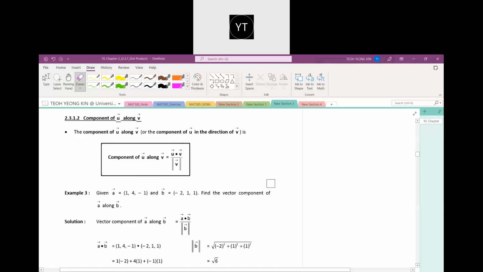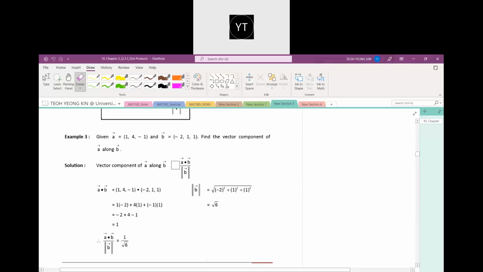Let's look at the exercise. First, we look at this example. Given vector a and vector b, find the vector component of vector a along vector b. This is the formula. First, we need to find the dot product. Then we divide by the magnitude of b.